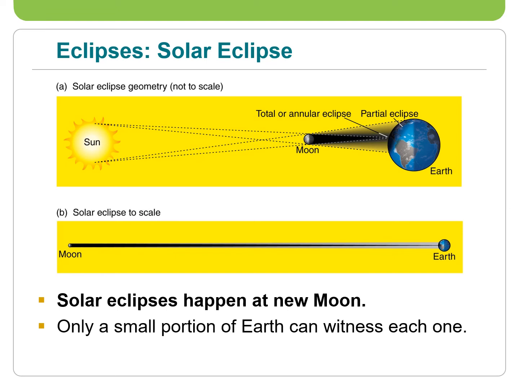In contrast, solar eclipses are due to the Earth being in the moon's shadow. Solar eclipses happen at new moon. The moon's shadow traces out a tiny line on the Earth of totality. People have to travel to the eclipse location to view it.